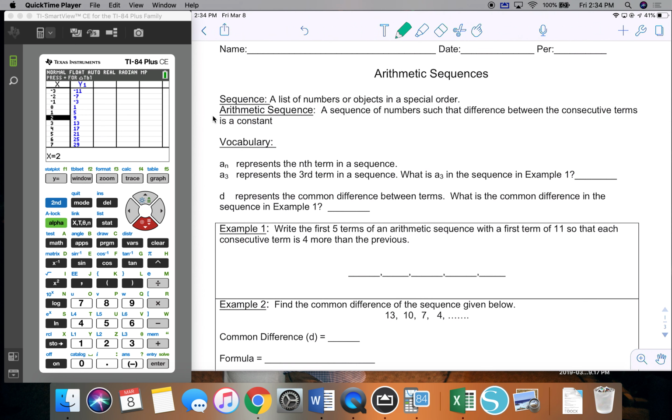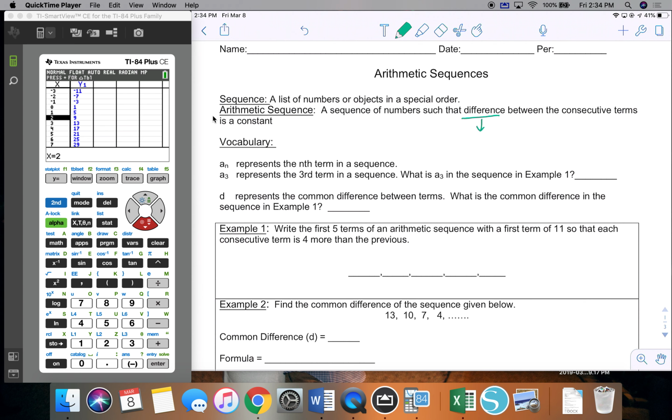This video covers the notes over arithmetic sequences. So remember in 16.3 we talked about a sequence is a list of numbers or objects in a special order. So an arithmetic sequence is a sequence of numbers such that the difference between the consecutive terms is constant.